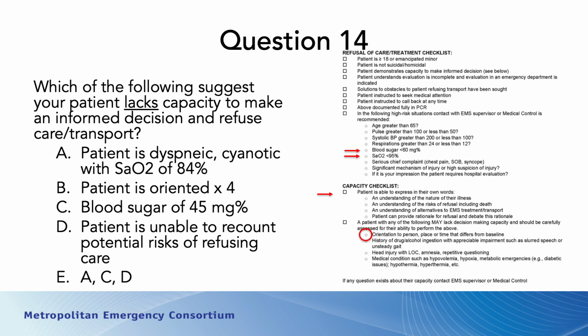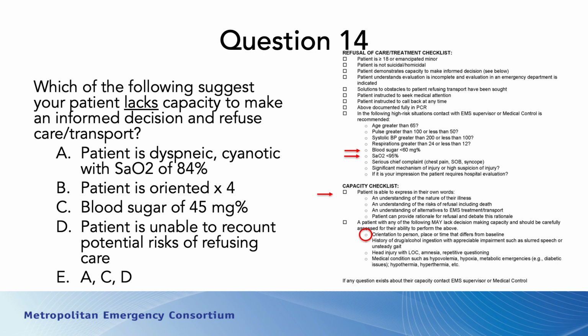Another capacity question is, does the patient have the ability to express in their own words an understanding of what the risks of refusing are? And I actually rely on this one a lot, because if the patient can't recount to me those risks of refusal that I've given them, then I think they lack capacity. And I really don't need to go any further than that.